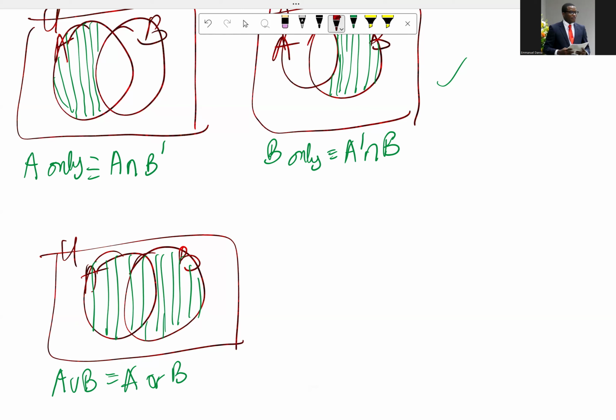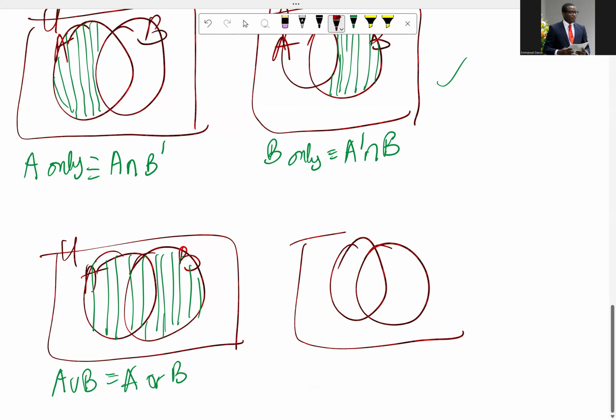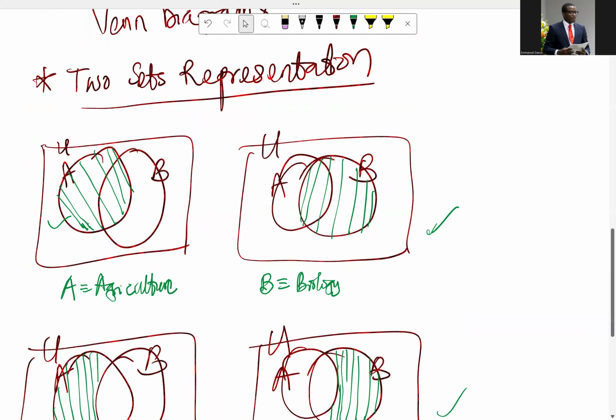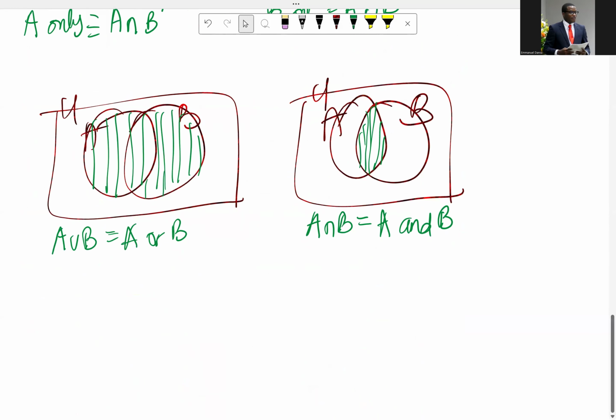Okay. Then we have another one. A here, B, the universal set, and then we have this region shaded now. Now this is A intersection B, which is the same thing as A and B. Now I want to see students who study both agric and biology. If you study only agric or only biology, I don't want to see. I just want to see those who study both. All of these things have implications under probability when we get there. So we have 6 Venn diagrams so far on 2 set representation, but that's not all. There are other things we can still explore.